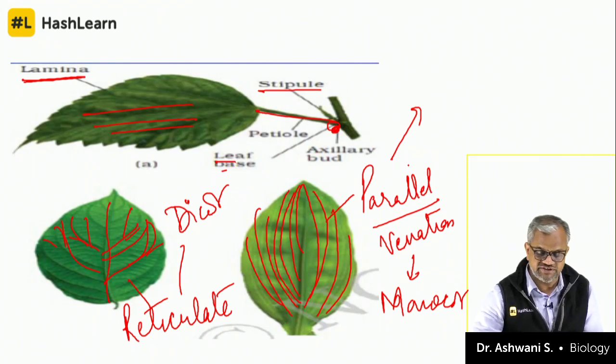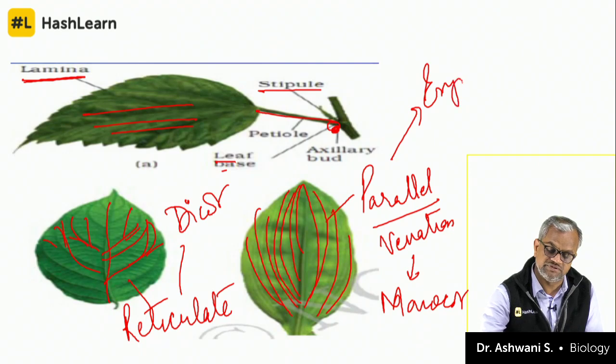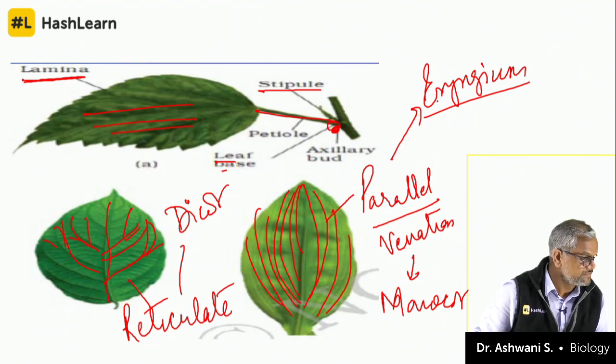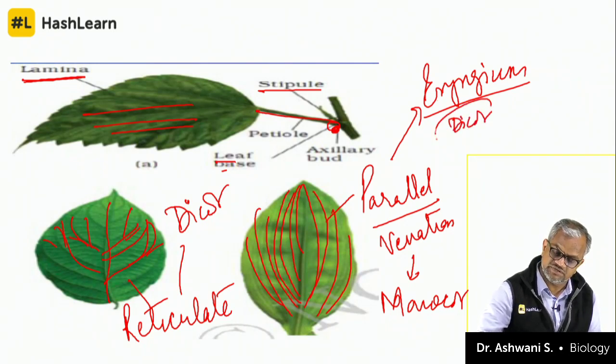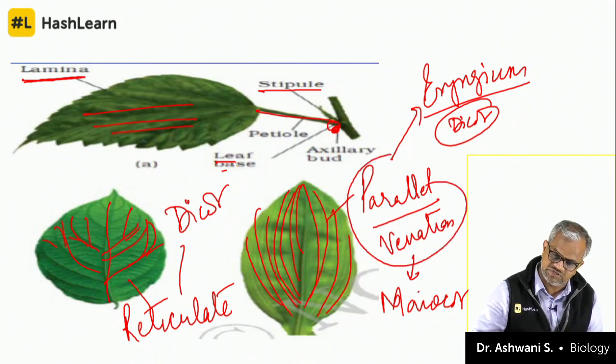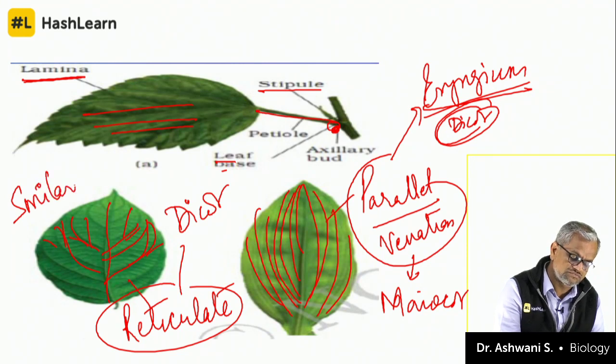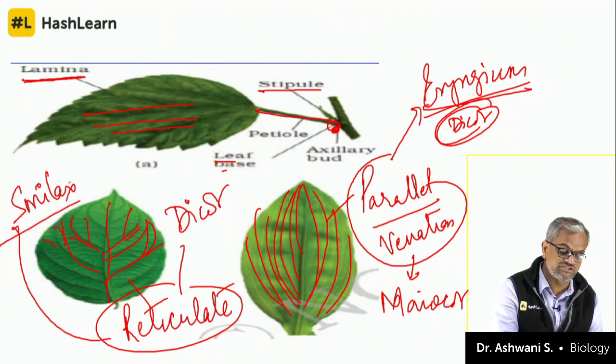Right? Parallel venation is characteristic feature of monocot, but there is an example, that is Eryngium. In case of Eryngium, this is a dicot. So do remember, parallel venation is found in monocots, but there is a dicot in which parallel venation is found, that is Eryngium. Same thing is here. Reticulate venation is found in dicot, but there is a monocot called Smilax in which reticulate venation is found. Do remember, Smilax is a monocot.